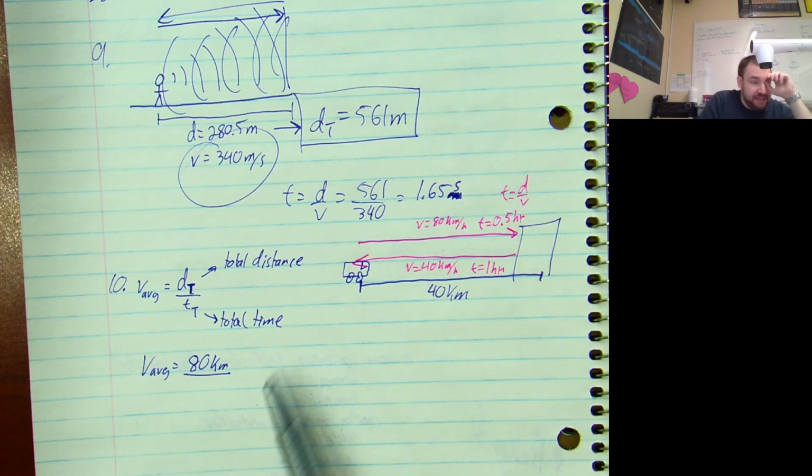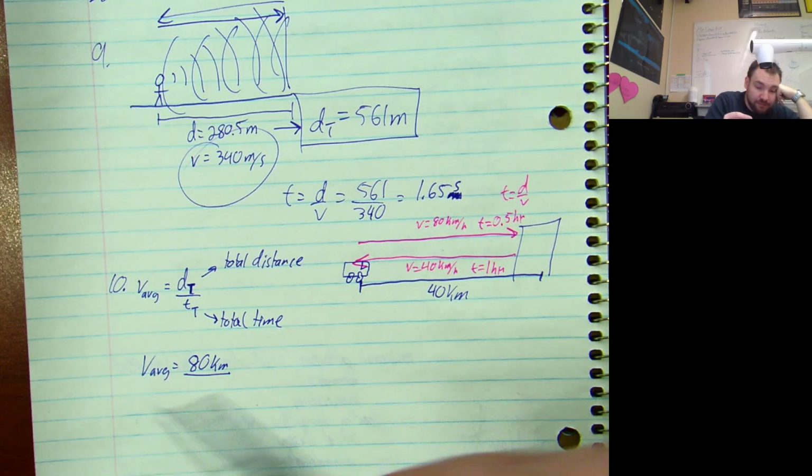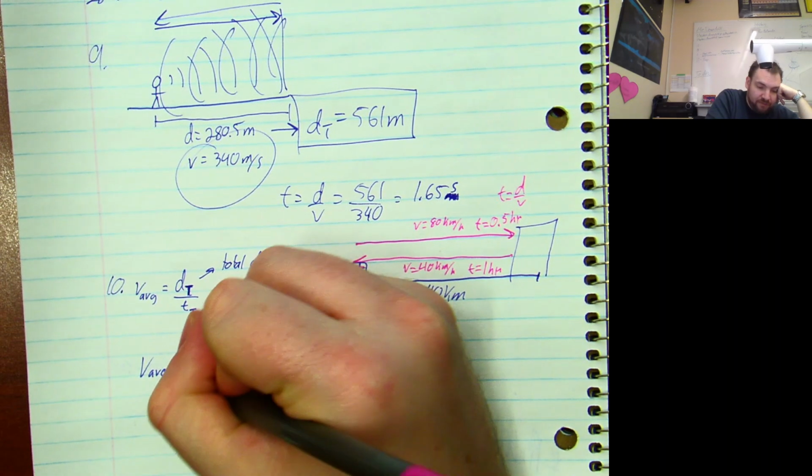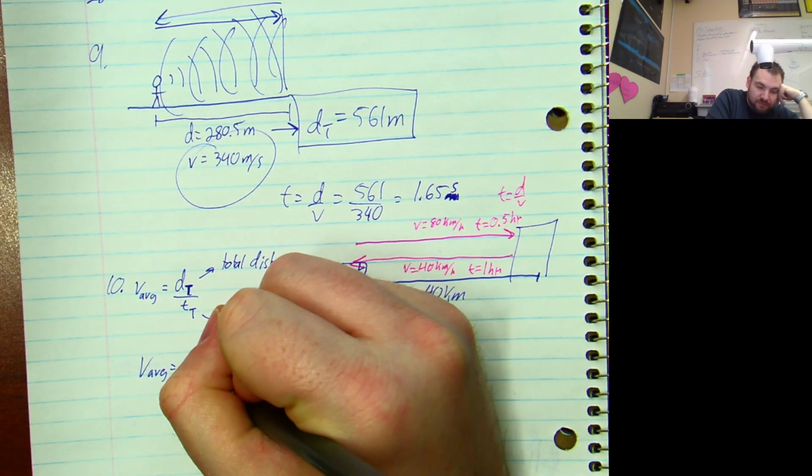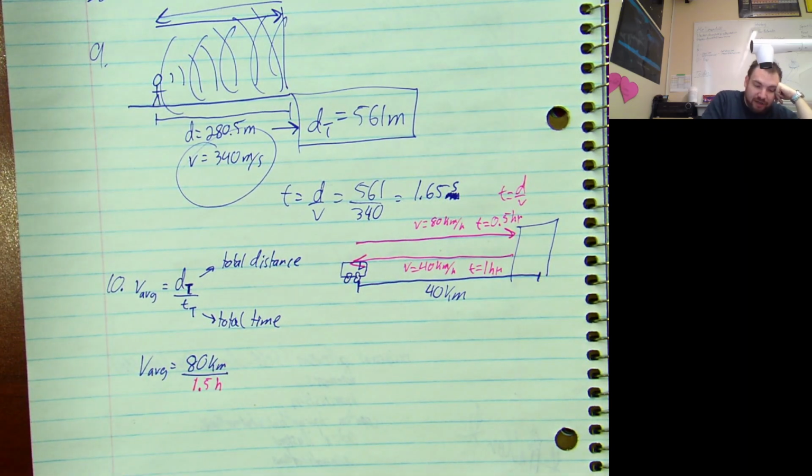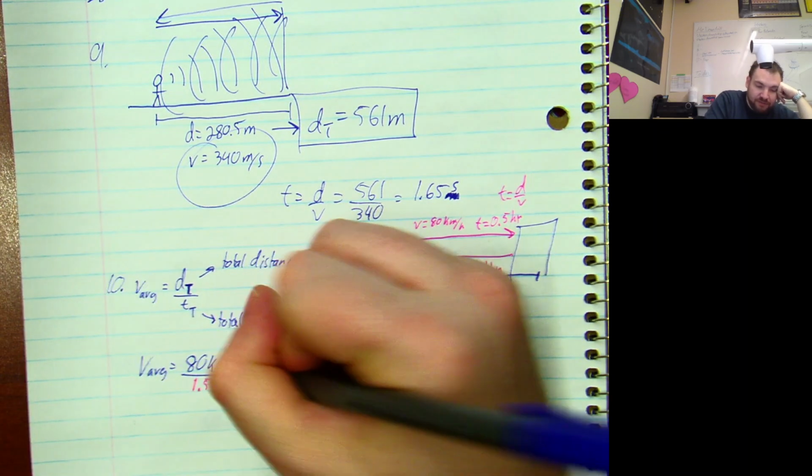So the total distance is 80. The total time is? Total time? 1.5. Because time adds. So we've got 80 kilometers in 1.5 hours.